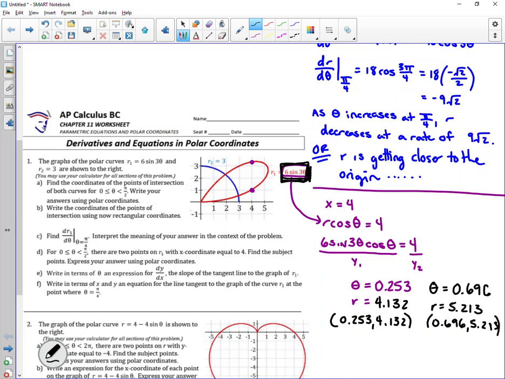Okay, so because it's 6 sine 3 theta, now that I know the thetas, I can plug them into 6 sine 3 theta to get r. And then where does the cosine theta come from? The cosine theta is because this is where x is equal to 4, and remember x is the equation r cosine theta.